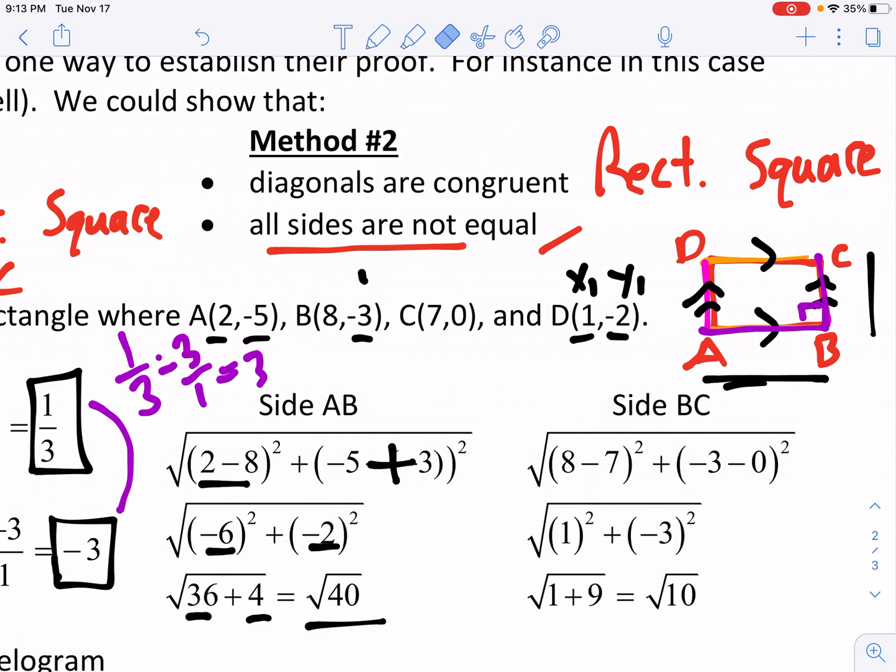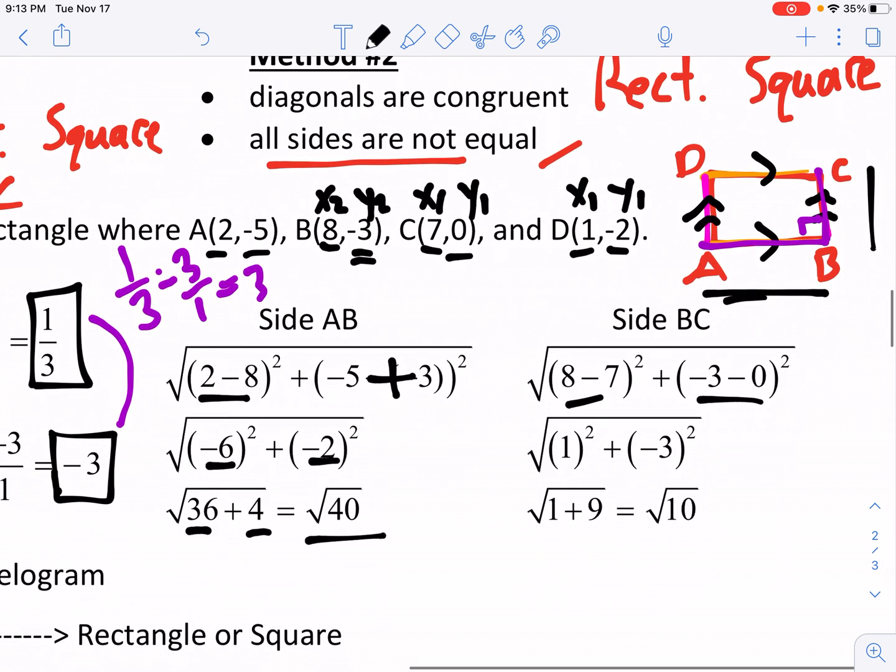But let's just change this up and call this, again to follow what they have here, our x2, y2, and then x1, y1. Again, it's not really going to matter as long as you keep the subtraction consistent, okay? So if we subtract that, we'd have 8 minus 7, negative 3 minus 0, and then simplify. 8 minus 7 is 1, negative 3 minus 0 is negative 3.